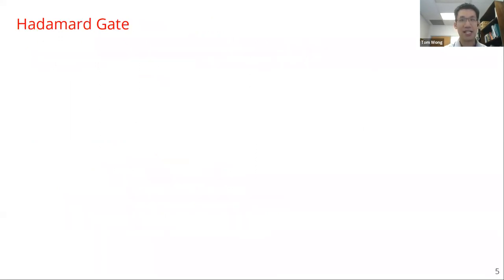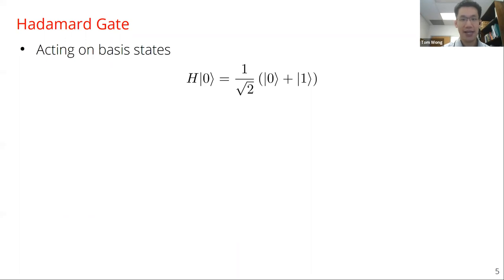All right, so let me give you an example of how to implement a quantum gate using one of these dynamic quantum walks. Let's start with the Hadamard gate. The Hadamard gate is a single qubit gate, and when it acts on 0, it gives you a uniform superposition of 0 and 1. And when it acts on 1, it gives you another uniform superposition of 0 and 1, but with a minus sign phase. This is what the Hadamard gate does.